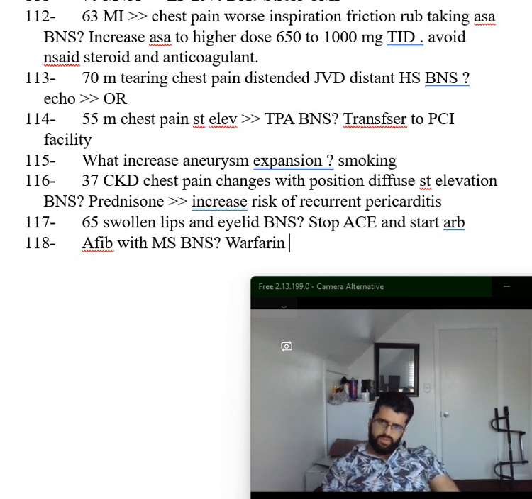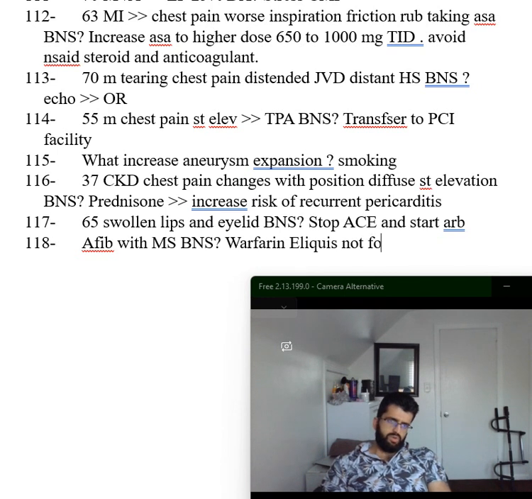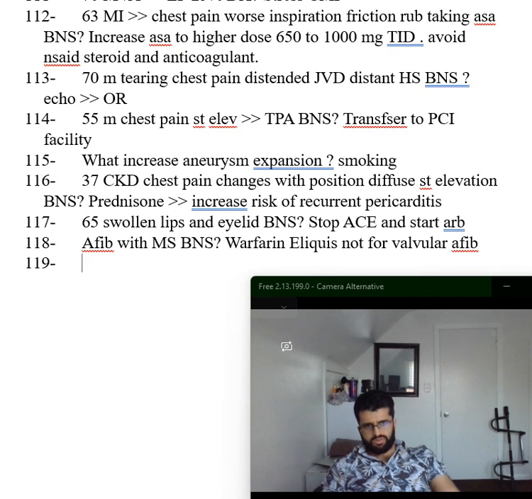A patient with mitral stenosis and atrial fibrillation has a high risk of embolic stroke and should receive long-term anticoagulation with warfarin. More recently developed oral anticoagulants, factor Xa inhibitors and direct thrombin inhibitors, are not approved for patients with valvular atrial fibrillation. Okay, so Eliquis is not for valvular AFib. Okay, it's for non-valvular AFib.